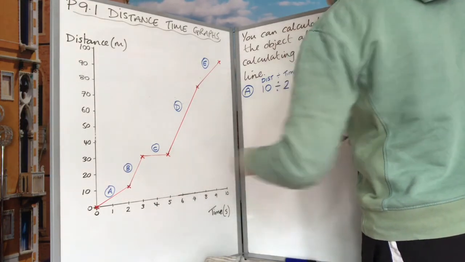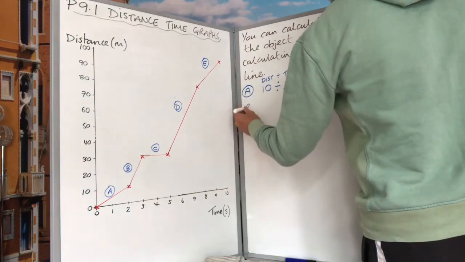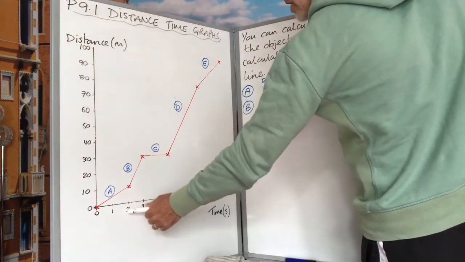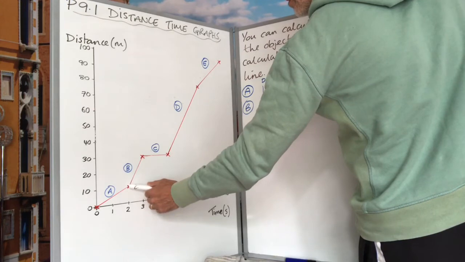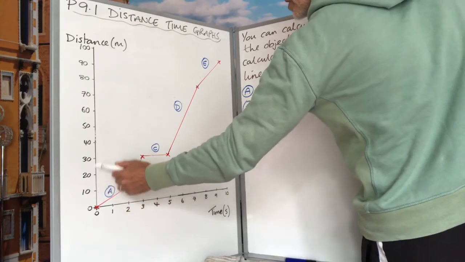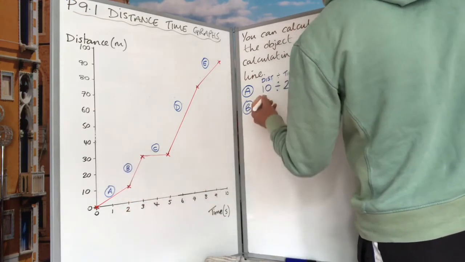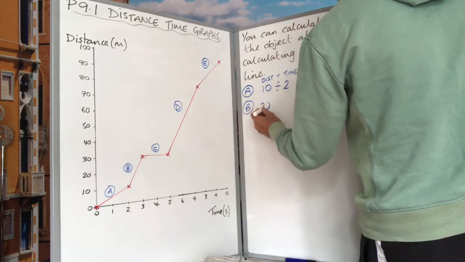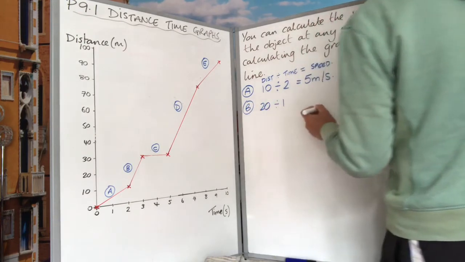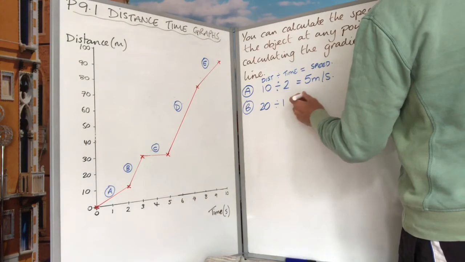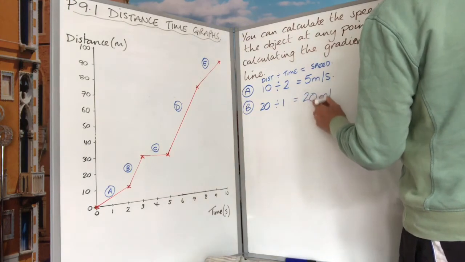So let's look at B. B travels 20 meters, so from 10 to 30 in 1 second. So distance is 20 meters. You divide it by the time, which is 1 second, which equals 20 meters per second.